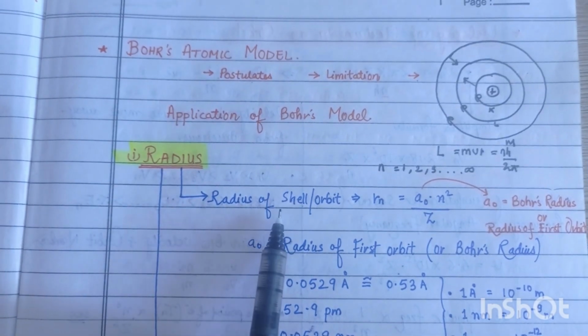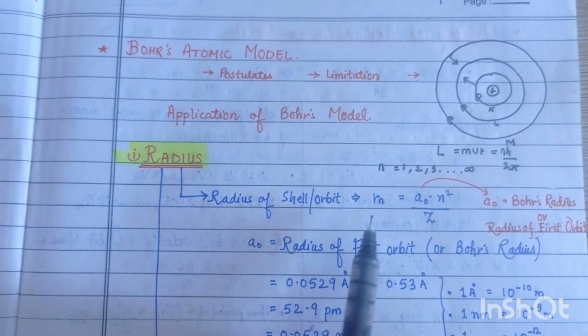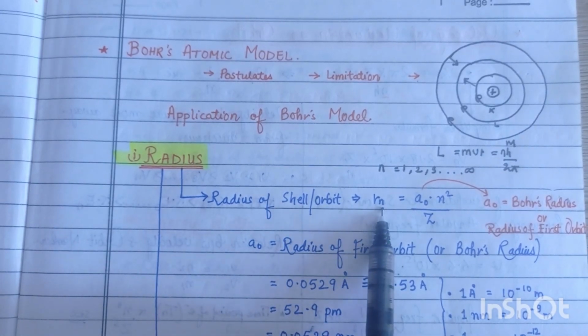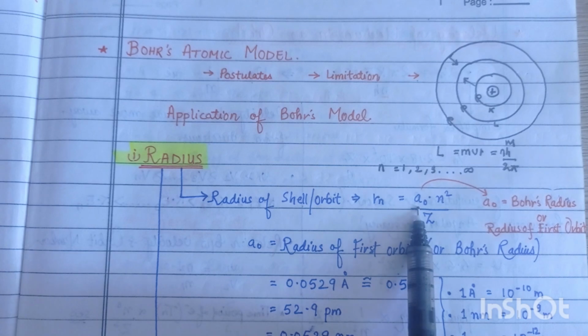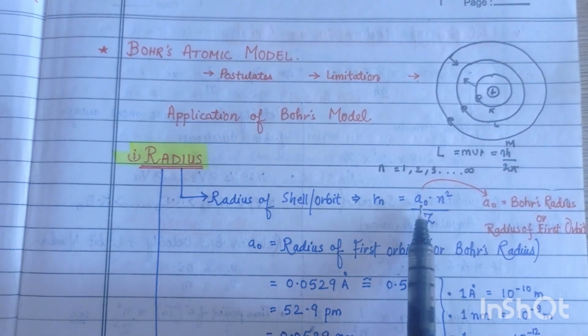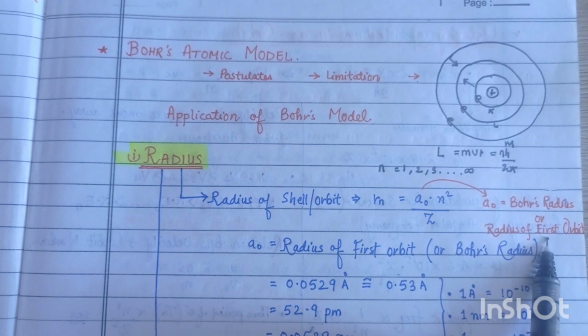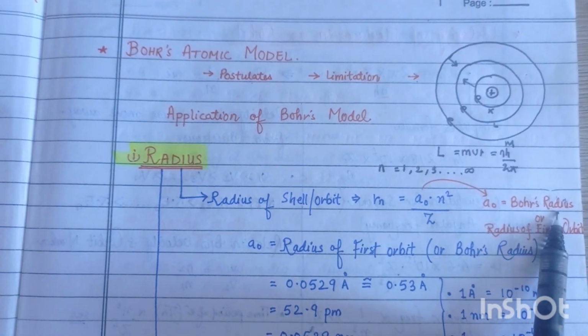Radius of shell or orbit, if we have to calculate, we are representing Rn. Rn means R means radius, n means nth orbit. R1, R2, R3 we can calculate. So the radius of any nth orbit is given by a0 n square. a0 is the radius of the first orbit. What is it? Radius of the first orbit, or we can call it as Bohr's radius.